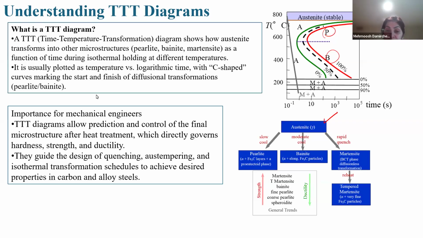Here you see the property. Here, as strength increases, the minimum strength is related to spheroidite. Spheroidite means heating at 700 for a long time, not 1 hour, such as tempered martensite. After that, coarse pearlite, then fine pearlite, bainite, tempered martensite, and martensite. So the maximum strength is related to martensite. And ductility is completely vice versa, meaning the maximum ductility is related to spheroidite and the minimum is for martensite. Okay.